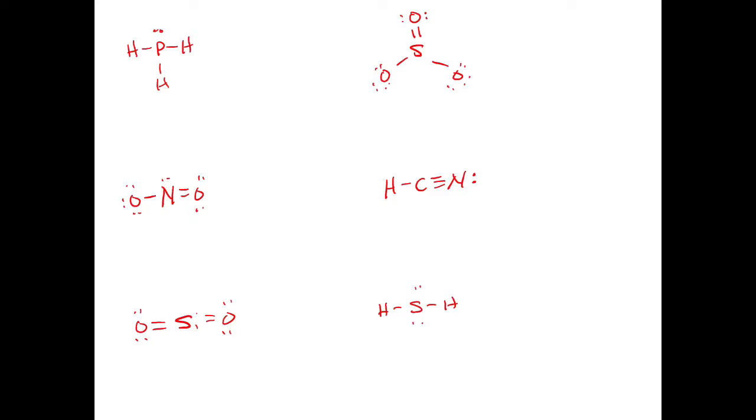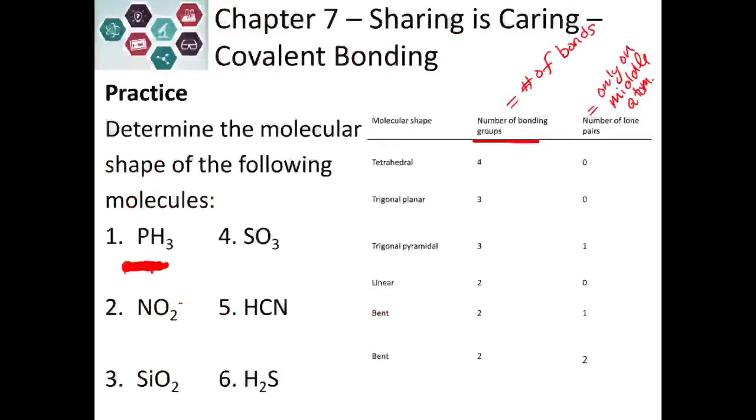So we see here with PH3, bonding groups, there are 3 of them, so each of the single bonds. Lone pair, we do have a lone pair on the middle atom. So 3 bonding groups, 1 lone pair. If we go back and look at our table, 3 bonding groups and 1 lone pair means that it is trigonal pyramidal. So PH3 is going to be trigonal pyramidal.